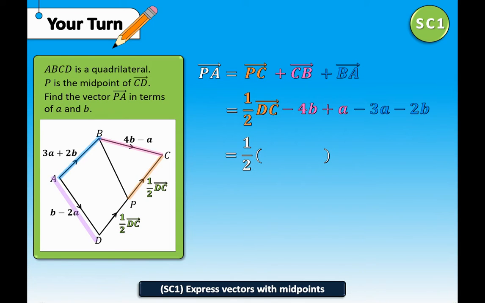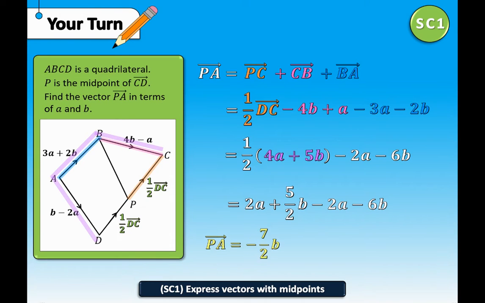So to go from D to C, we can go from D to A, then from A to B, and then from B to C. So going all the way around the outside, that simplifies to 4a plus 5b. And then we need to expand the bracket by timesing 4a and 5b by half, and then simplify. So we just get minus 7 over 2 b.